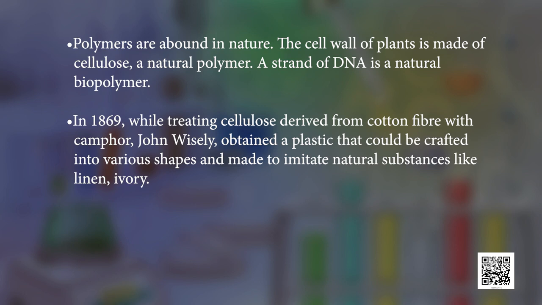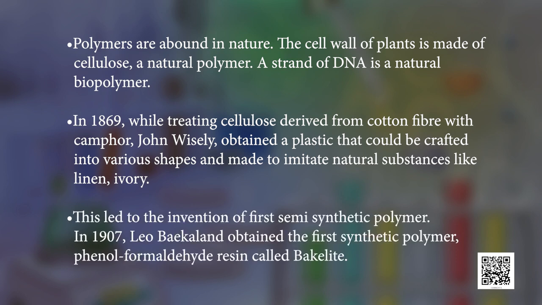In 1869, while treating cellulose derived from cotton fiber with camphor, John Wesley obtained a plastic that could be crafted into various shapes and made to imitate natural substances like linen and ivory. This led to the invention of the first semi-synthetic polymer, while in 1907, Leo Baekeland obtained the first synthetic polymer, phenol formaldehyde resin called bakelite. This invention marked the introduction of the polymer age.